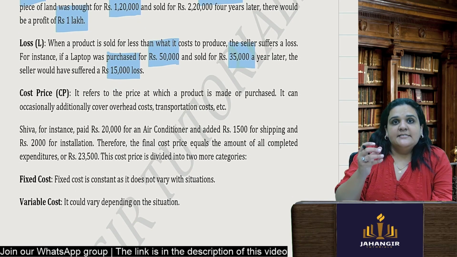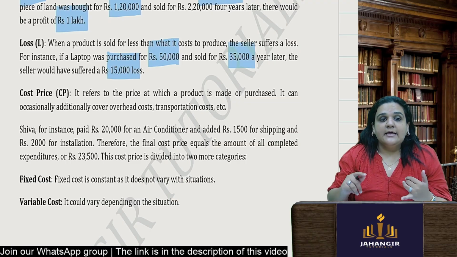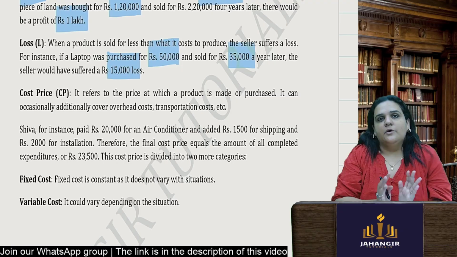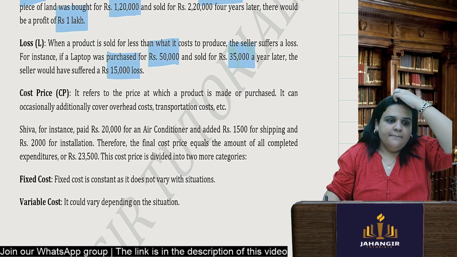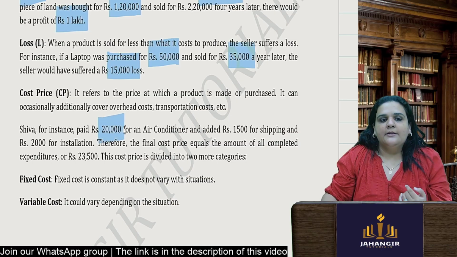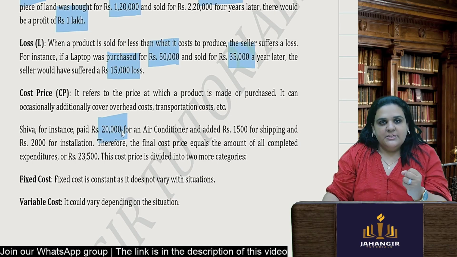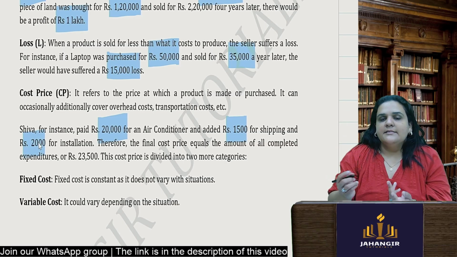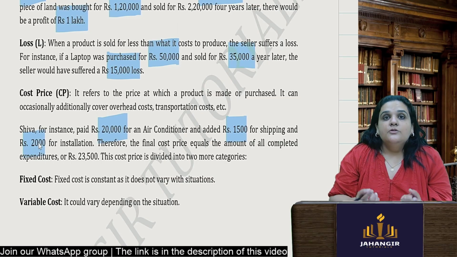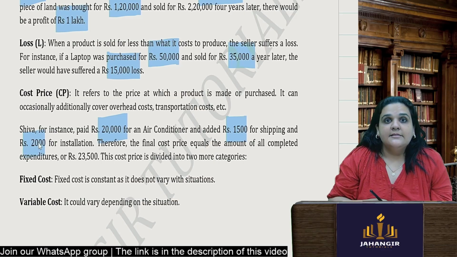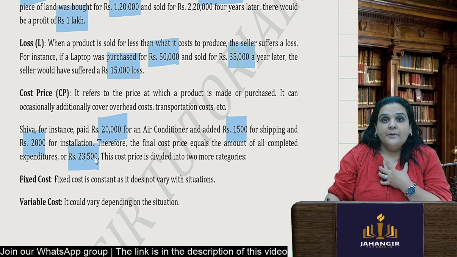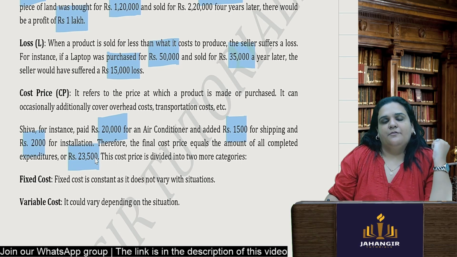Cost price is that price at which the product is being purchased. It also covers additional costs like overhead, transportation to bring that product in use, whatever cost you have incurred. So say for example, Shiva had paid 20,000 for an air conditioner, but after he purchased it, 1,500 was for shipping, 2,000 they took for installation. Unless I install the AC, how will I use it? So my final cost is not only 20,000, it is 20,000 plus 1,500 plus 2,000, that is 23,500. For me, the cost is 23,500.